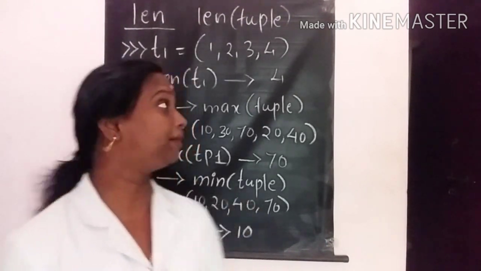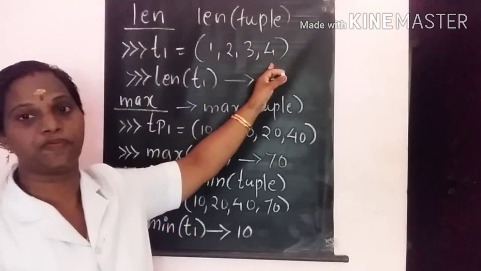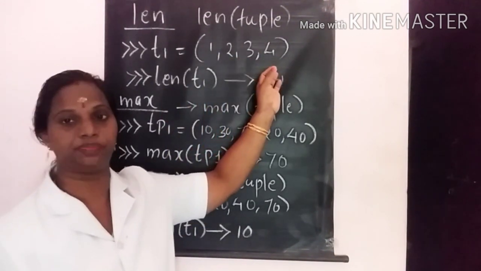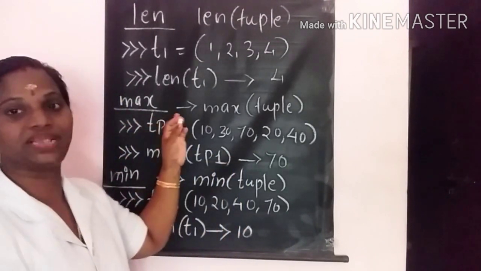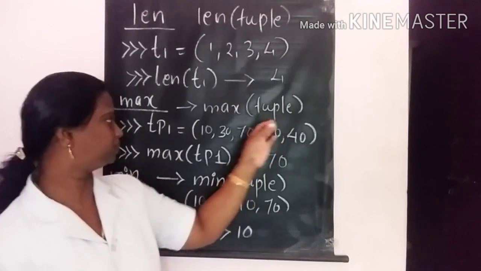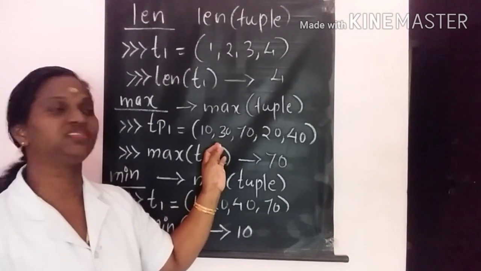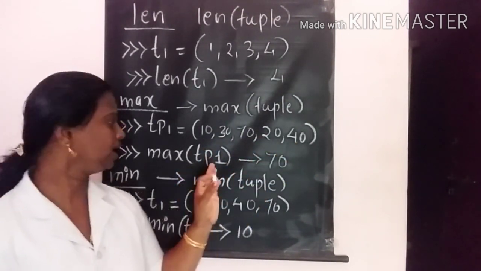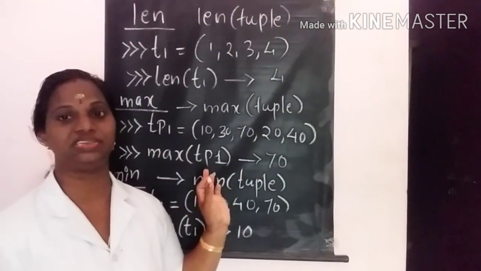Okay, so the first example, T1 is equal to (1, 2, 3, 4). Then len of T1 will give the length of this tuple, so it returns 4. Okay, second one, max. The syntax for max is max of tuple. Here TP1 is a tuple variable and is assigned as 10, 30, 70, 20 and 40. Then max of TP1 will give the maximum value present in a tuple.